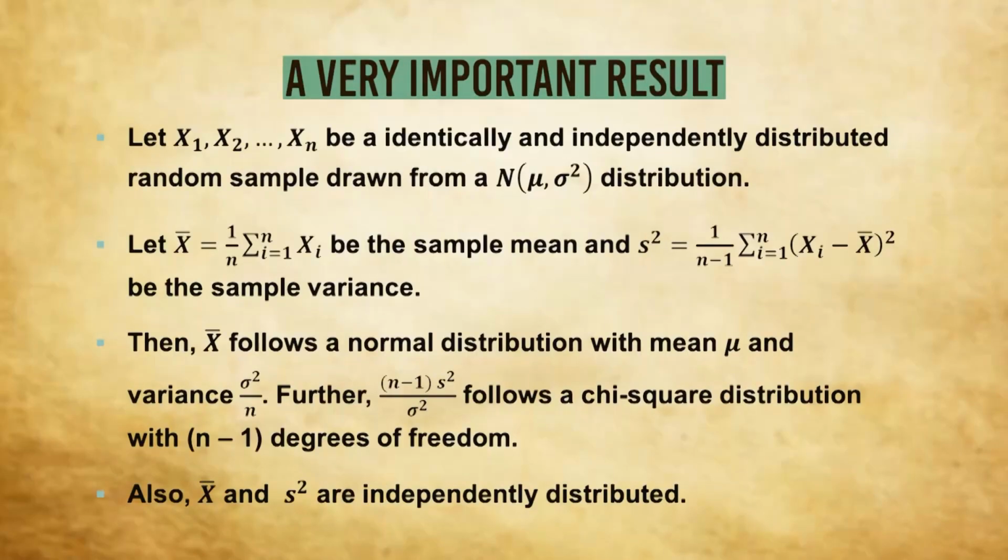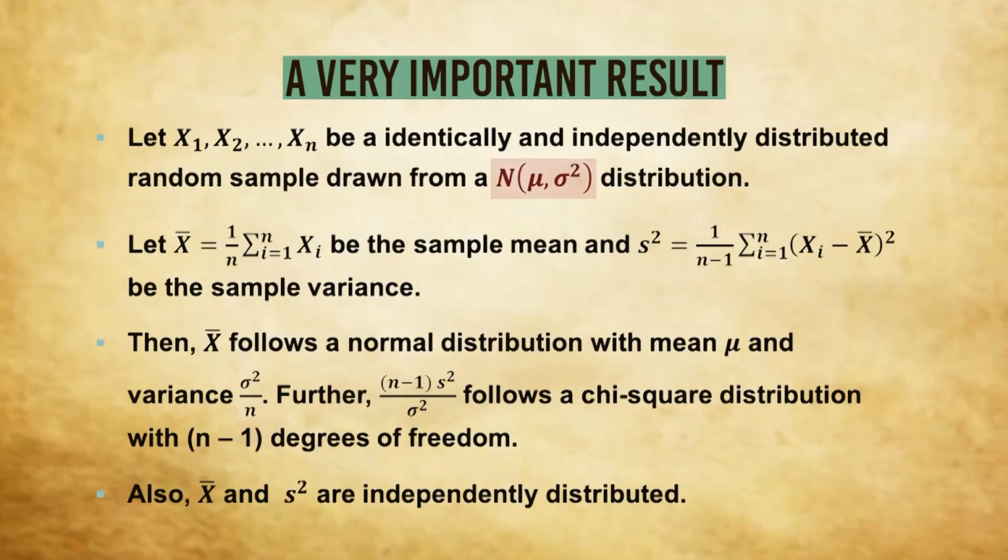Let x1, x2, ..., xn be identically and independently distributed random samples drawn from a normal mu, sigma square distribution. Now let me clarify the terms identically and independently distributed. First, identically. x1, x2, ..., xn are random variables. They are identically distributed means each of them will have the same probability distribution. To be specific, each of them have the same probability distribution function, same PDF.